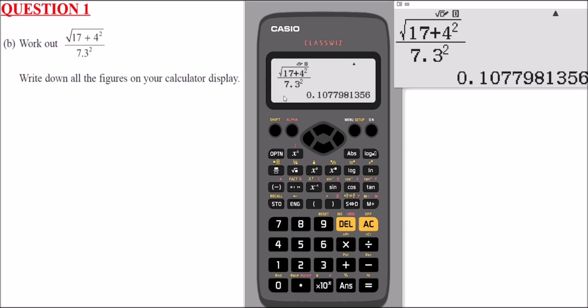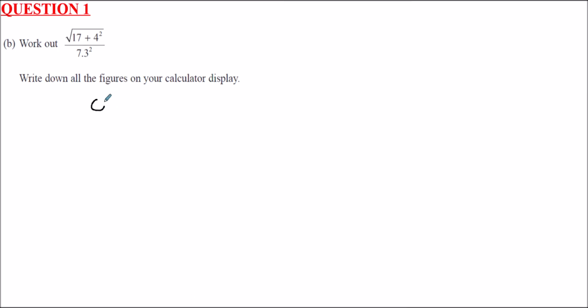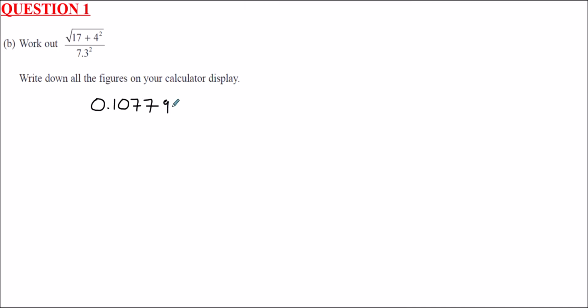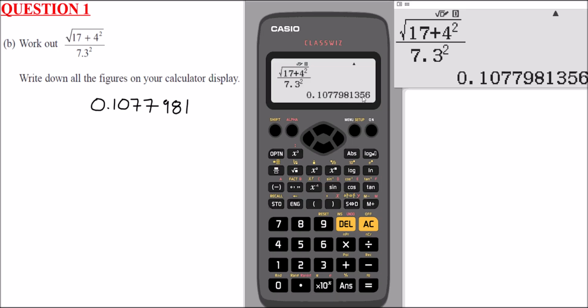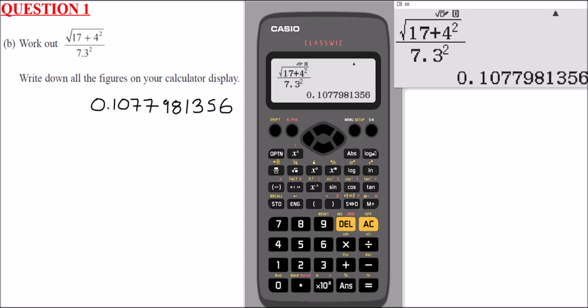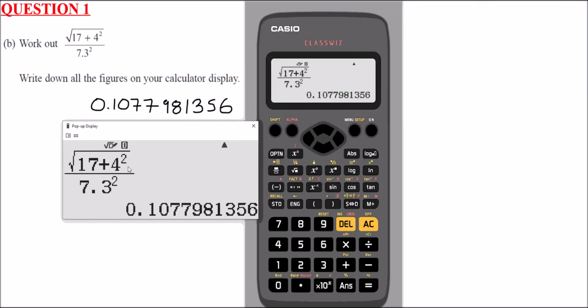So we've got 0.1077, 981, and the last one's 356. Just double check you've got the digits written correctly. So if I compare mine to this, 1077, 981, 356. It's all good, so we're good to move on.